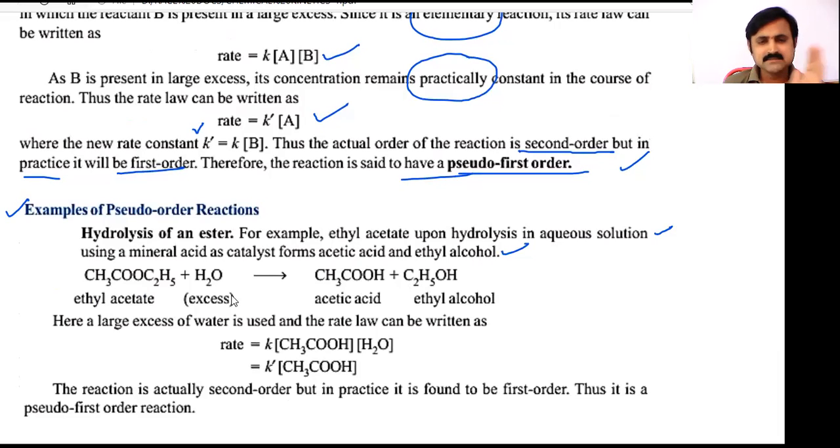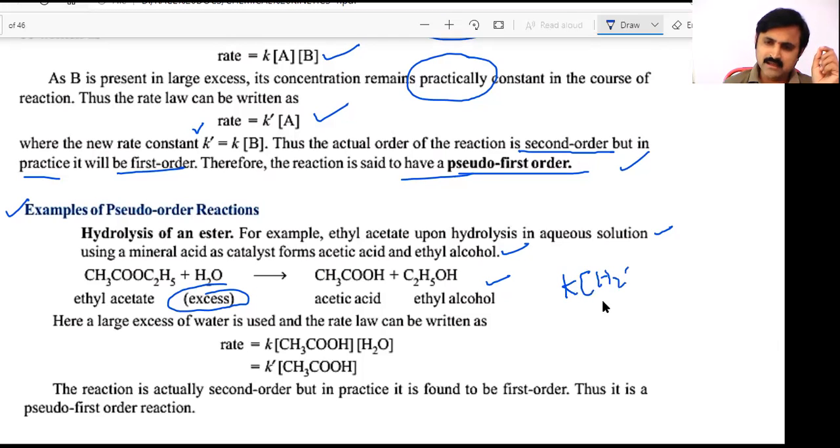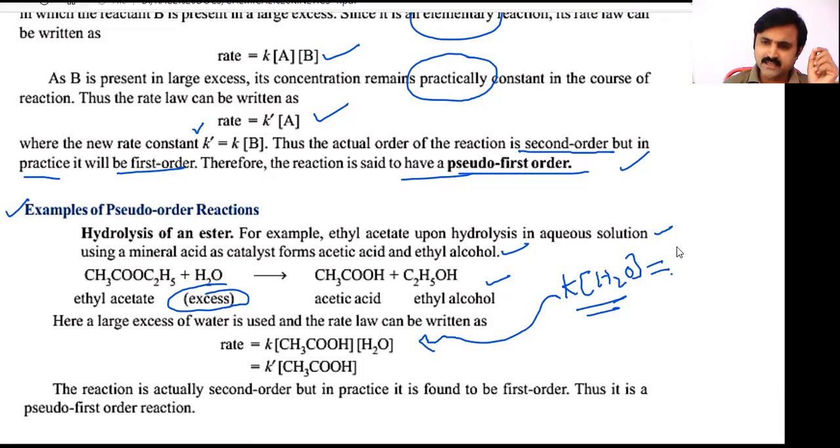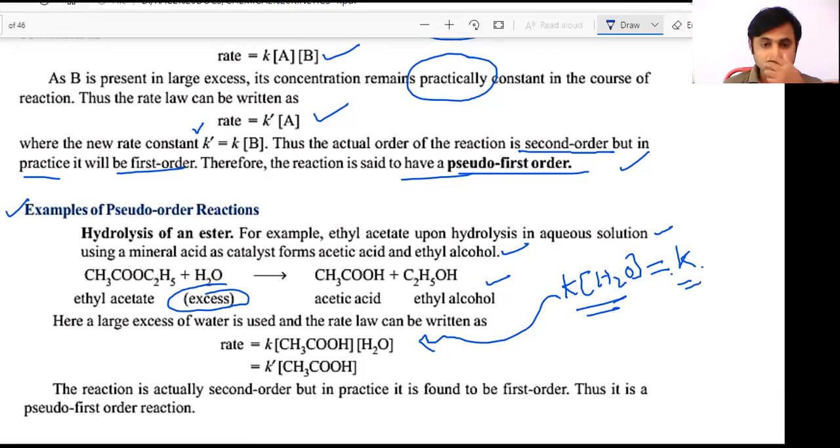See, ethyl acetate and water: water is taken in excess, very clearly given. So you will get a carboxylic acid and alcohol from the ester, but which is taken in excess? Water. So the rate constant times the concentration of water in the expected rate law will become constant, again K, K dash they have taken. So that's why water concentration power 0 is taken. That means water concentration power 0 will be 1.